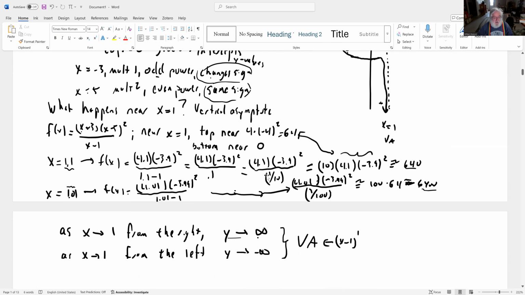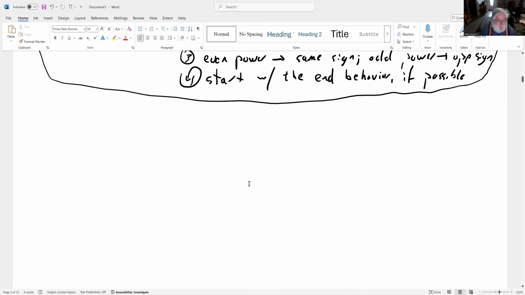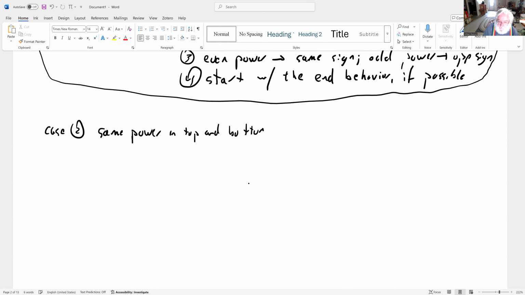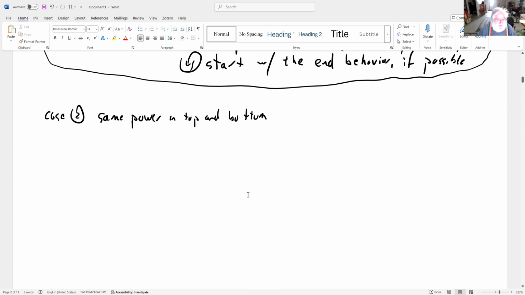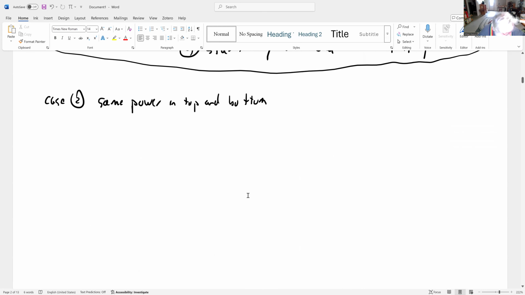So what about case 2? Here we have the same power on the top and bottom. And we will look at this function. And I'm going to throw in some factors that we're going to be able to cancel out just to show you what happens in that case.